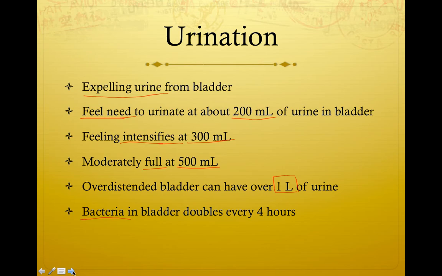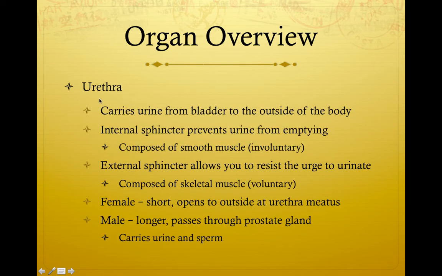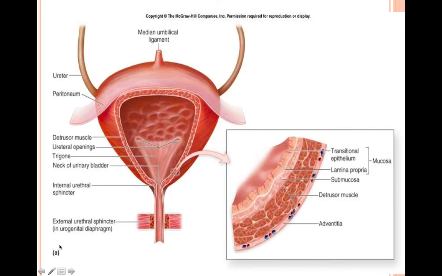All right, the last structure we're going to talk about is your urethra. Ureter and urethra sound very similar, two different things. The urethra carries urine from the bladder to the outside of the body. So this is the final passageway from your insides to your outsides. You have two sphincters. You have an internal sphincter, which prevents urine from emptying, and this is found higher up, almost right below your urinary bladder. If you look back at this picture, your internal sphincter is here, right up against your urinary bladder. Your external sphincter is here.